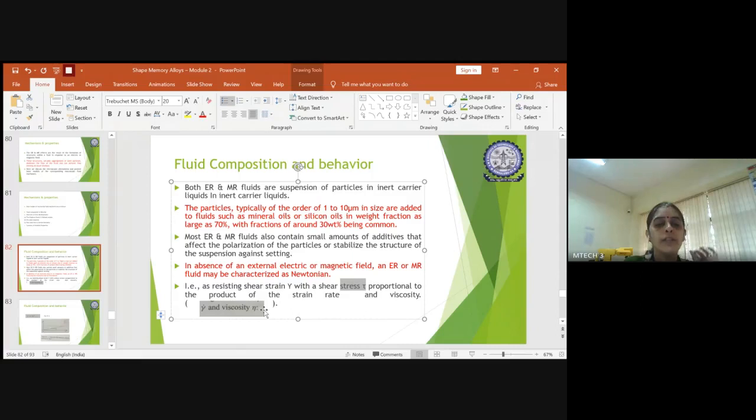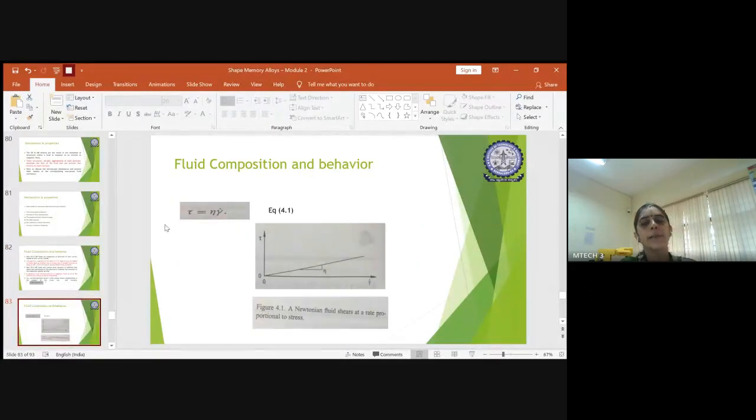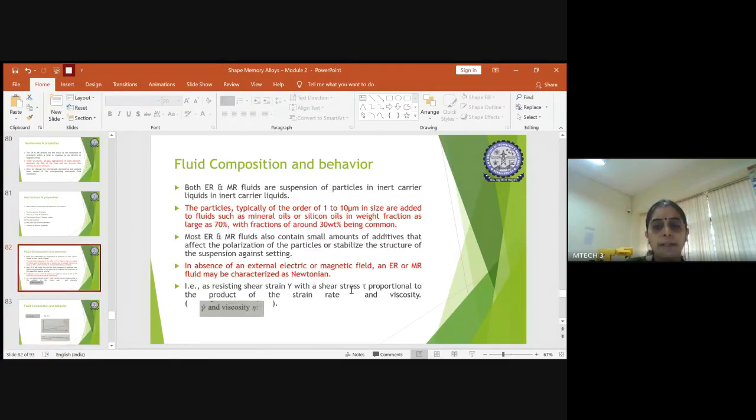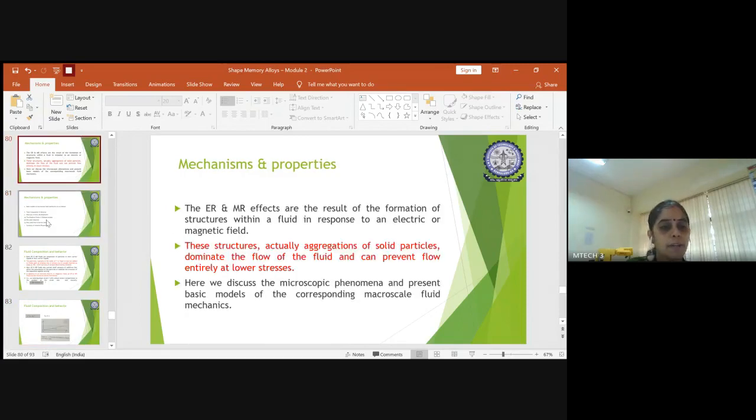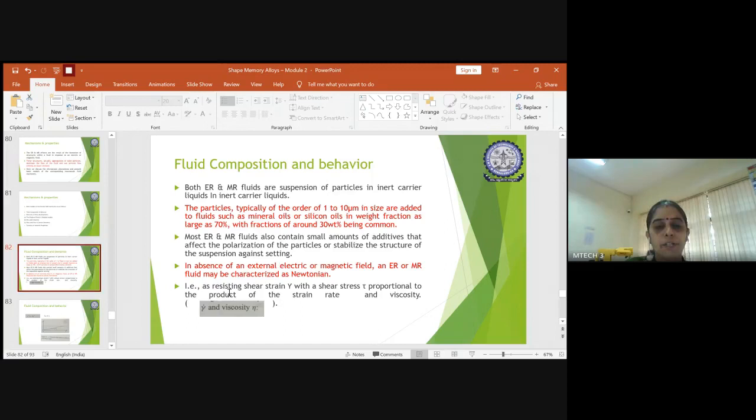From here onwards, the resisting shear strain will be proportional to the shear stress induced in the given fluid. So these two values will be proportional to the product of the strain rate and the viscosity. If we go to the equation, this is a basic equation you have to understand. What it tells you is that the shear strain will be proportional to the shear stress.